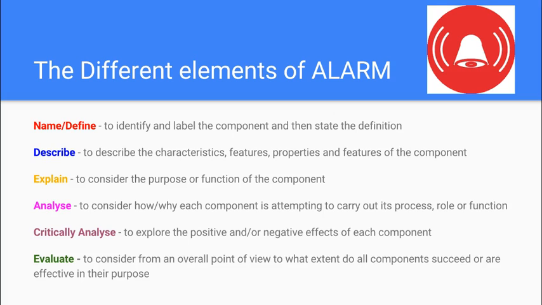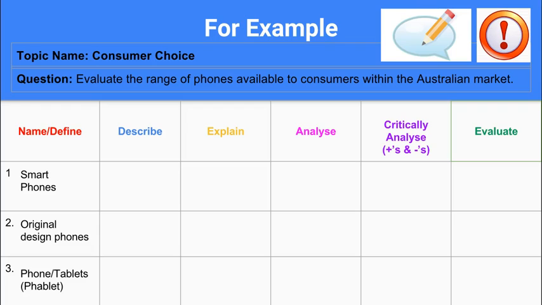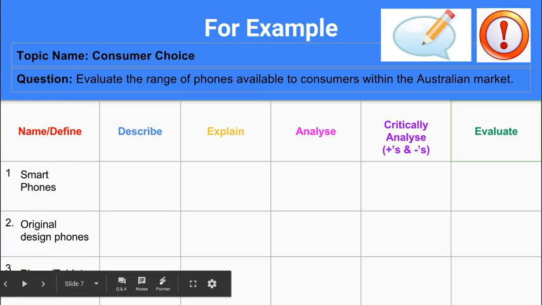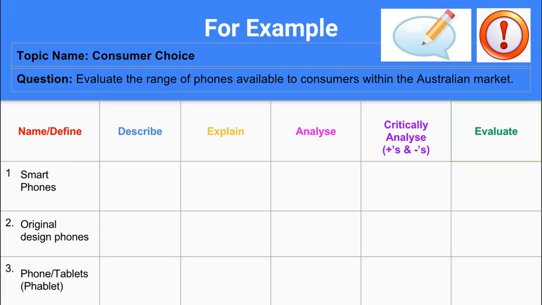But let's now go through an example together, and you might want to keep this slide handy for you while you're doing the example. The question on the board is: evaluate the range of phones available to consumers within the Australian market. We've already started you off by naming three different types of phones that would be competing with each other for your, I suppose, business. What I'd like you to do now is to pause the video and to then describe, that is to provide examples of these different categories of phones that we've provided for you.